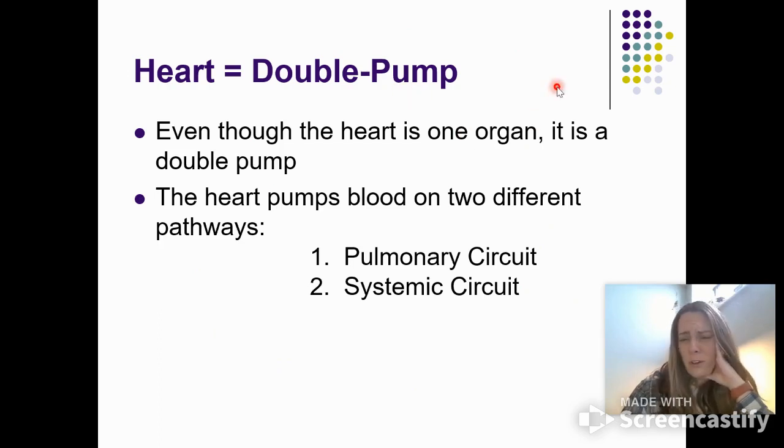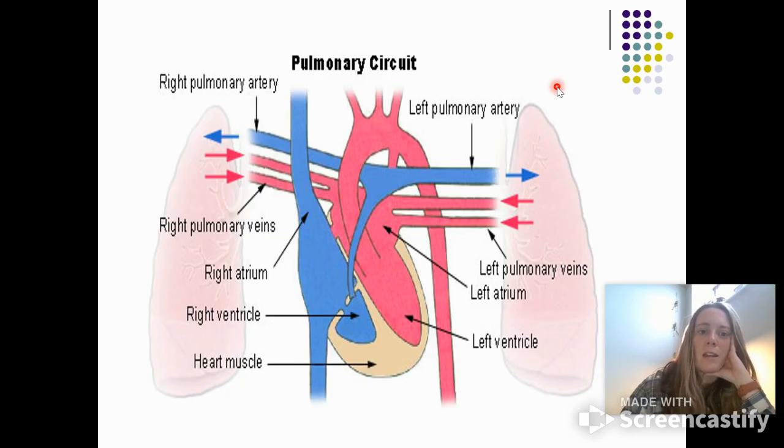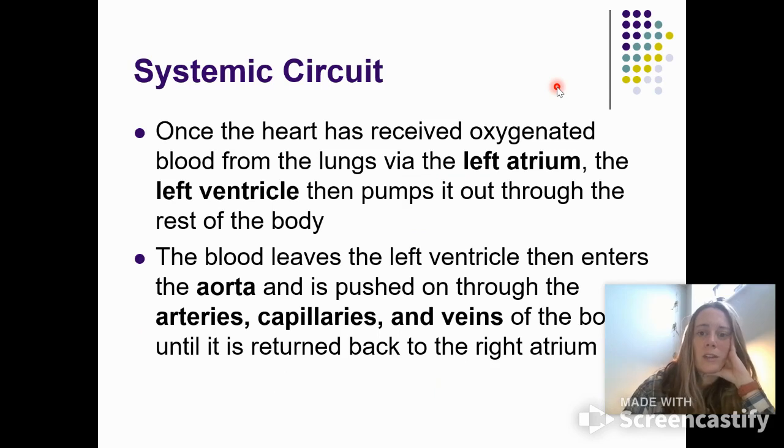So as I mentioned earlier, the heart is a double pump. There is a pulmonary circuit, which goes to the lungs and back, and a systemic circuit that goes to the rest of the body and back. The pulmonary circuit is going to be right atrium, tricuspid valve, right ventricle, pulmonary artery to the lungs and back. And then the systemic circuit is going to be left atrium, mitral valve, left ventricle, aorta to the rest of the body and back.